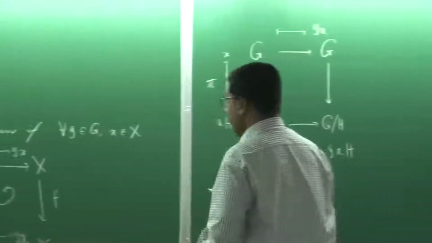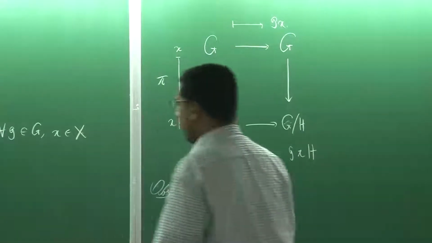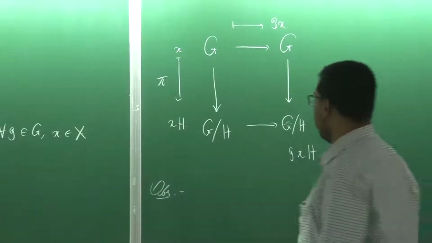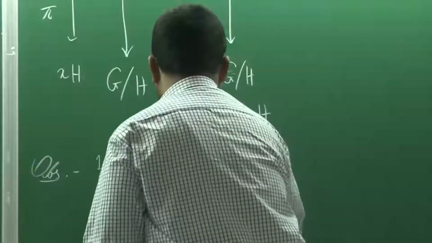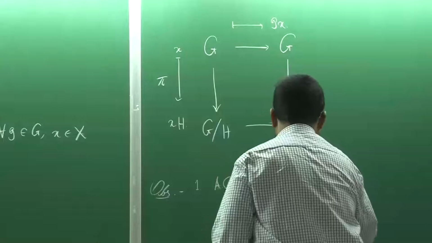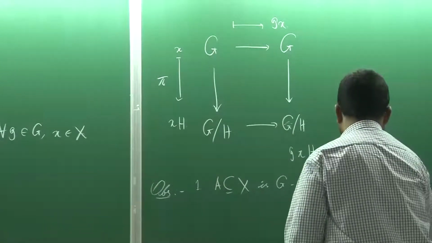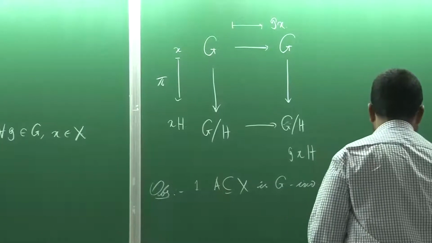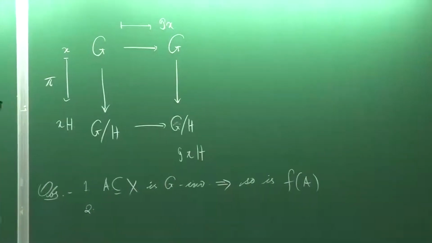Let us make some observations regarding G spaces. First of all, if A is G invariant, then so is f of A, its image. That is a direct verification, hence I am leaving that to you as an exercise.